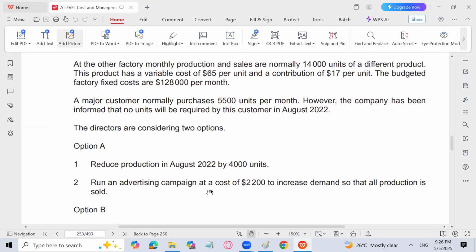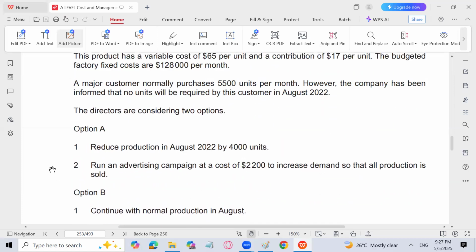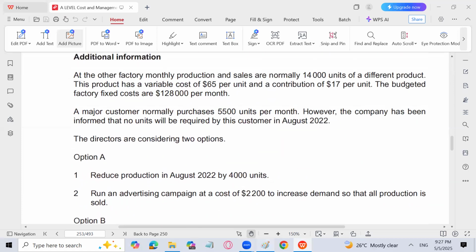Run an advertising campaign at a cost of 2,200 to increase demand so that all production is sold. Because even if you are reducing the production by 4,000 units, still 1,500 units we have to sell more. Because of that customer who is leaving us, the production would reduce by 5,500 units, but we are reducing the production by 4,000 units. That's why we have to run a campaign of 2,200 to increase demand. So let's calculate the profit for August for option A.